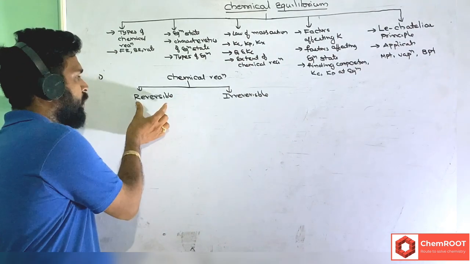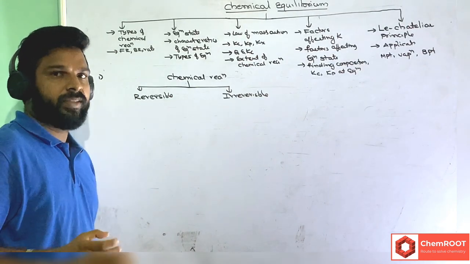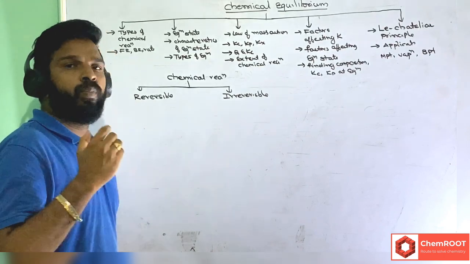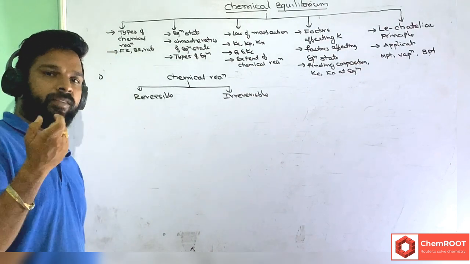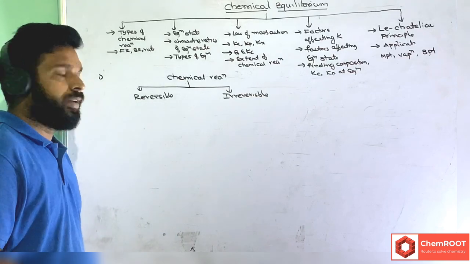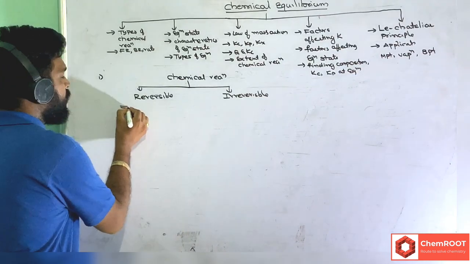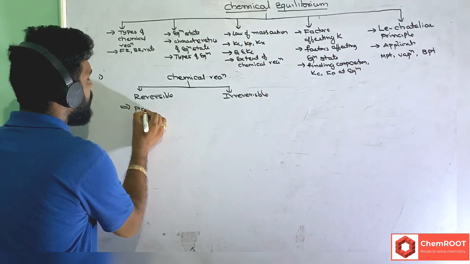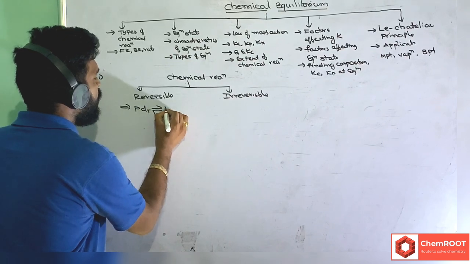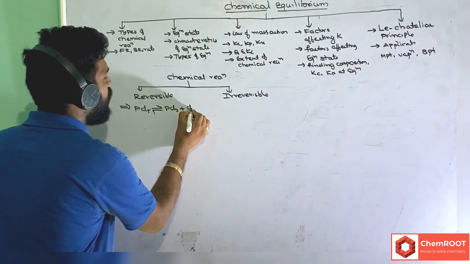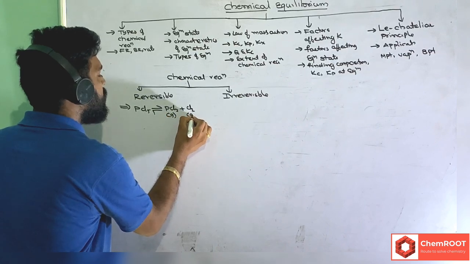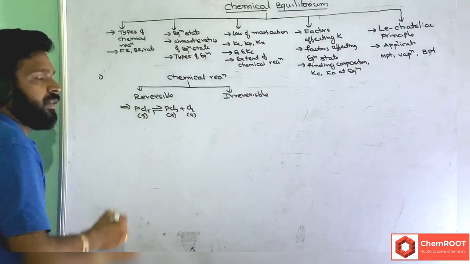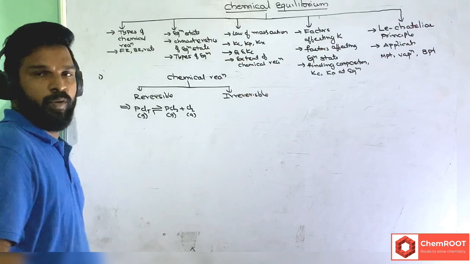In reversible reactions, based on the experimental conditions, the reactants will be converted into products or products may be converted into reactants. So 100% reaction will not take place. An example for this reaction is PCl5 giving PCl3 and Cl2 in the other direction. So this is a simple example for a reversible process.